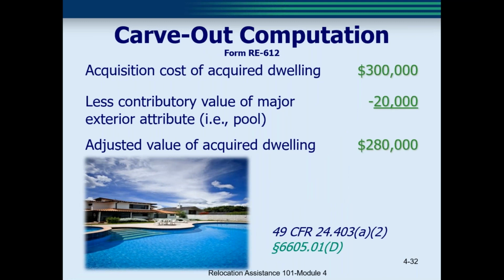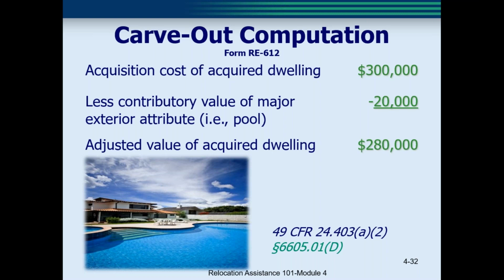This slide shows a very simple example of a carve-out computation. Let's say your displacement site has an in-ground swimming pool and the fair market value is $300,000 for the entire site. You must review the appraisal report to determine the value of the swimming pool. And hopefully early on, when you did the pre-acquisition interview and saw there was a swimming pool, the appraiser was scoped to make sure he has a value on the pool, or on the pole barn, or whatever it is you're going to need to pull out of here.